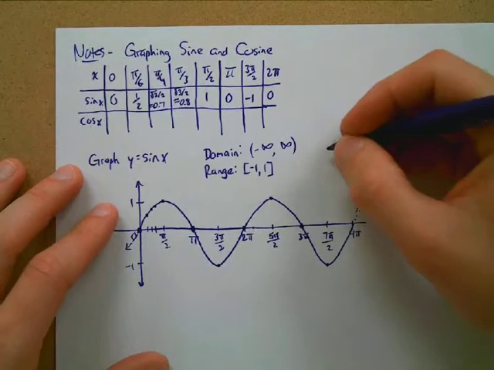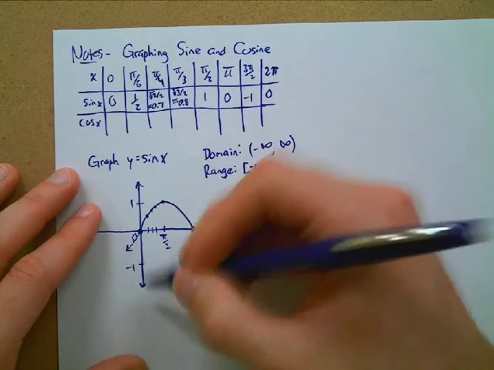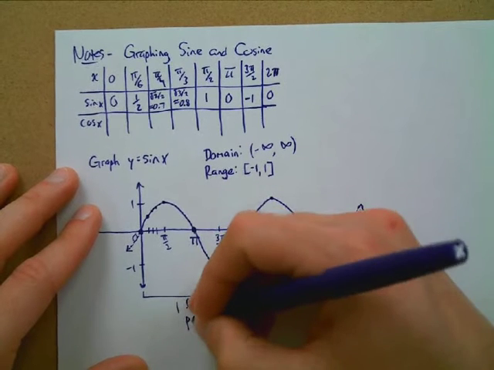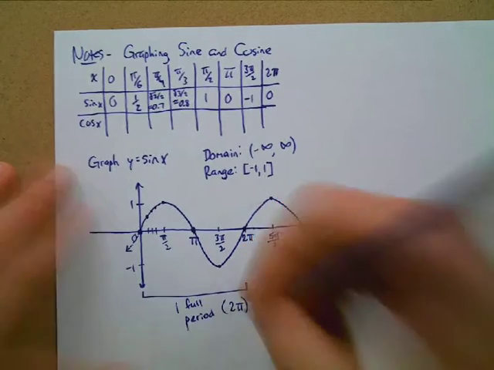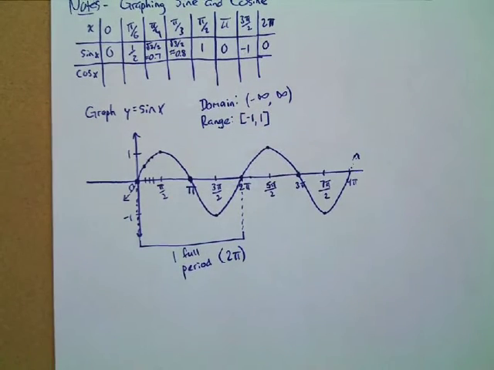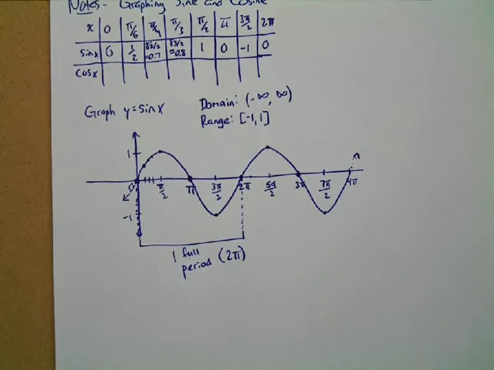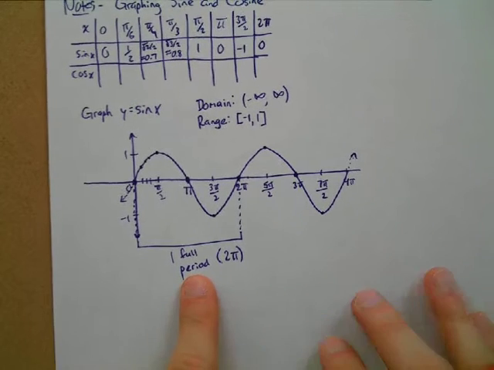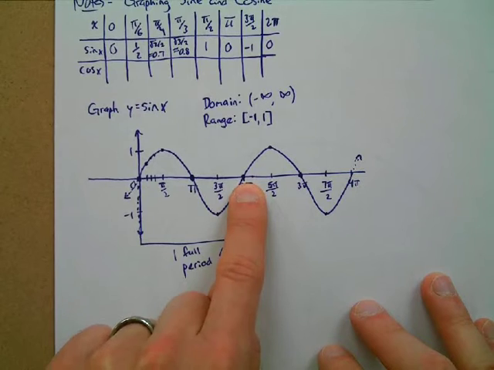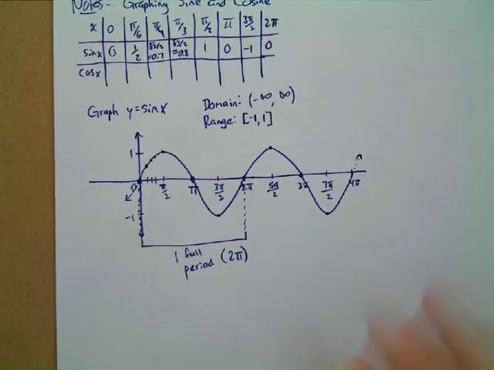So let me do something like this. One full period of the wave there is 2 pi. It repeats itself every 2 pi. This function is called periodic because it repeats itself on a regular interval. You might remember this from science class too. This is called the wavelength, the length of the wave from the starting point to the stopping point, or to where it repeats. So one full wavelength is one full period, which is 2 pi. We can also talk about the height of the wave.